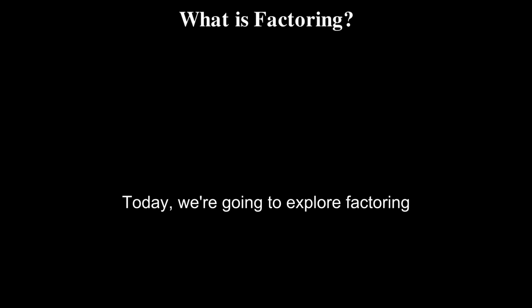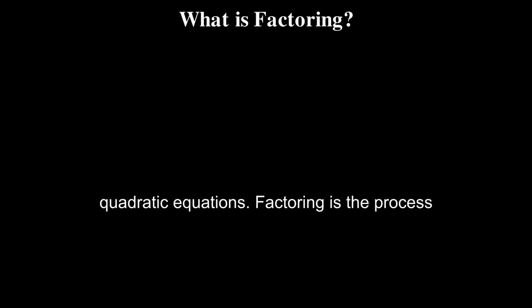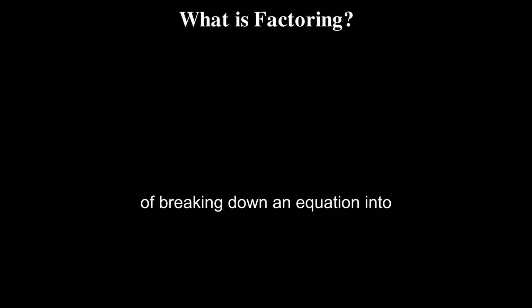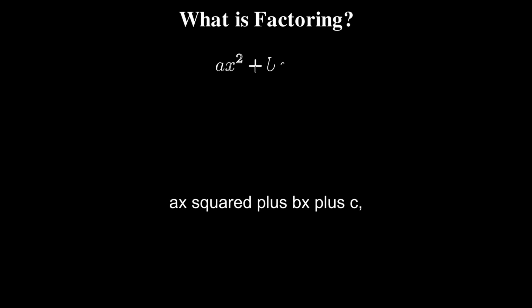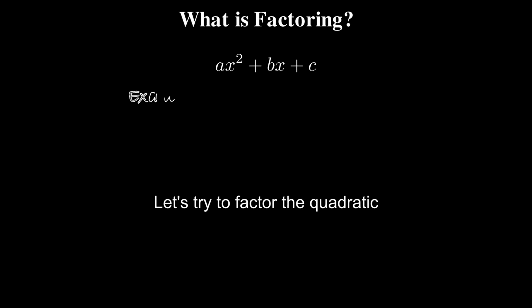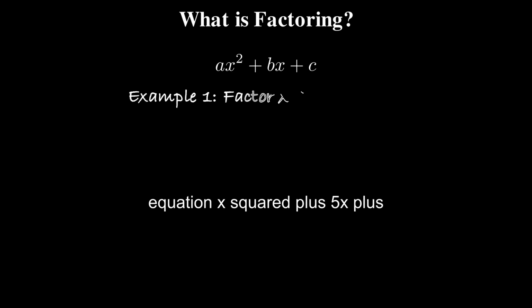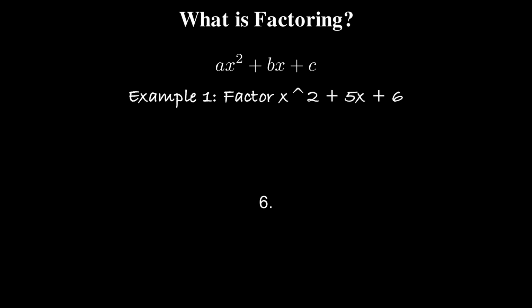Today, we're going to explore factoring quadratic equations. Factoring is the process of breaking down an equation into simpler expressions. A quadratic equation has the form ax squared plus bx plus c, where a, b, and c are constants. Let's try to factor the quadratic equation x squared plus 5x plus 6.